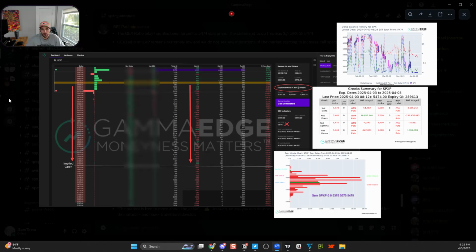Here quickly for you, this is what SPX 0DTE structure looked like in the morning. Settlement was up here, implied open was down here. Again, that gap down happened significantly below where the meat of the 0DTE structure was. So we were deep within the put dominated structure to the downside. Again, the expected move is huge.